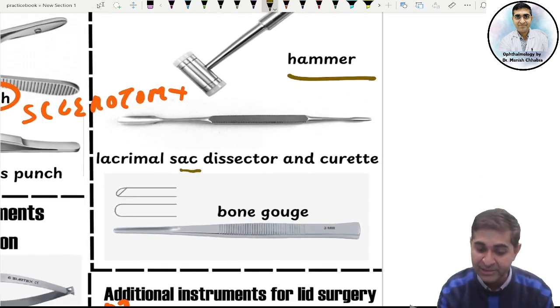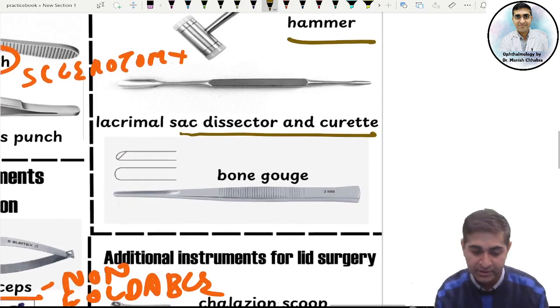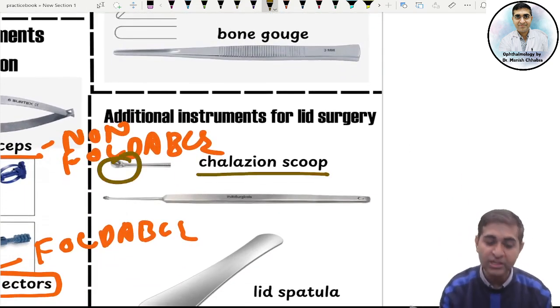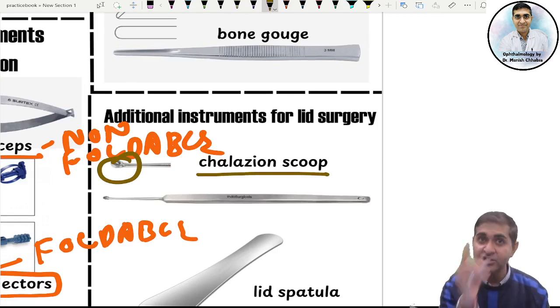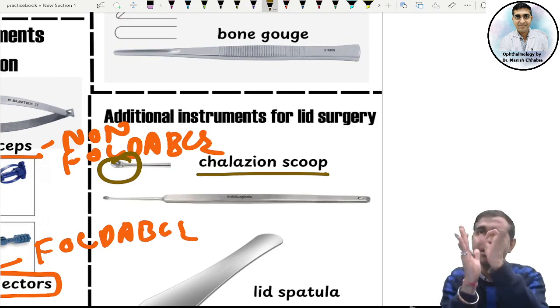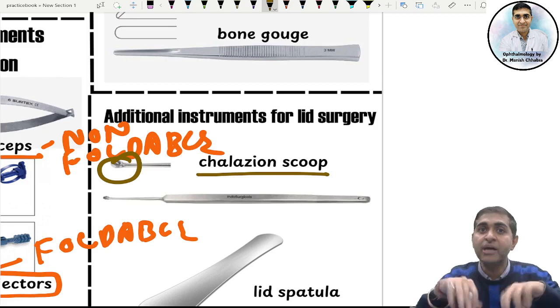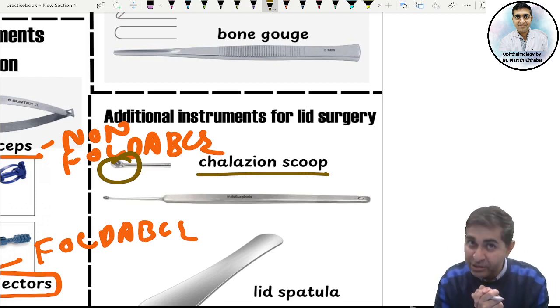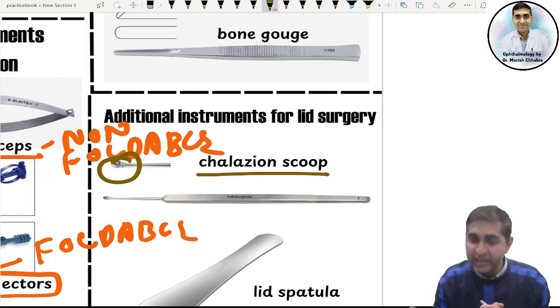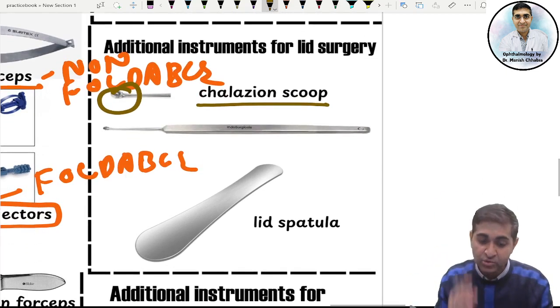Then lacrimal sac dissector and curette. Then chalazion scoop. You can see that it looks like an ice cream scoop. And chalazion clamp, I have already told you the flat end is to be kept outside and the ringed part is to be kept inside, and you need to give a vertical incision. There is lipogranulomatous inflammation and you need to scoop the lipogranulomatous inflammatory contents out. So that is the chalazion scoop.